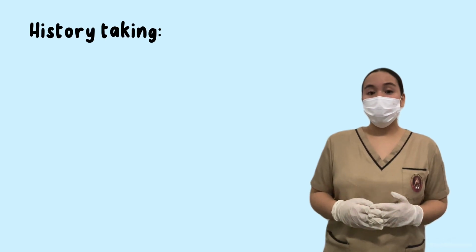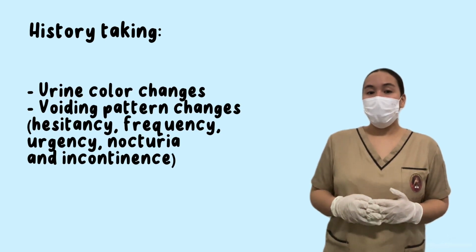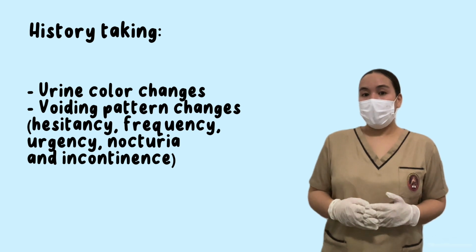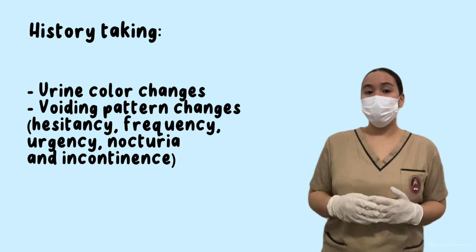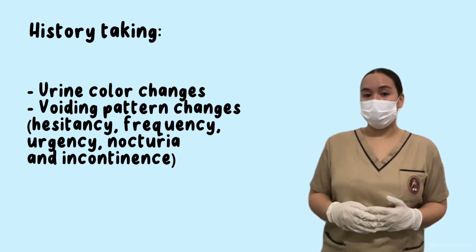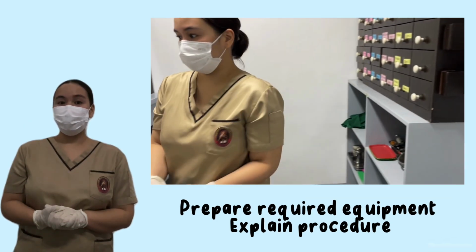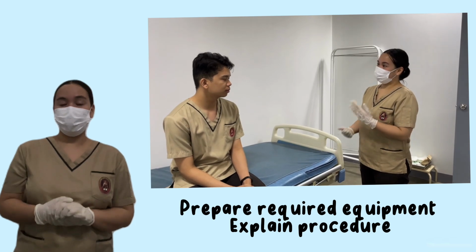Now for history taking about urine, we want to check for color changes, voiding pattern changes, hesitancy, frequency, urgency, nocturia, and incontinence. And then we want to prepare the required equipment and then explain the procedure to our patient.